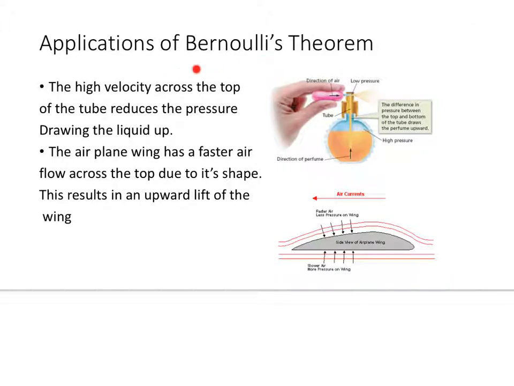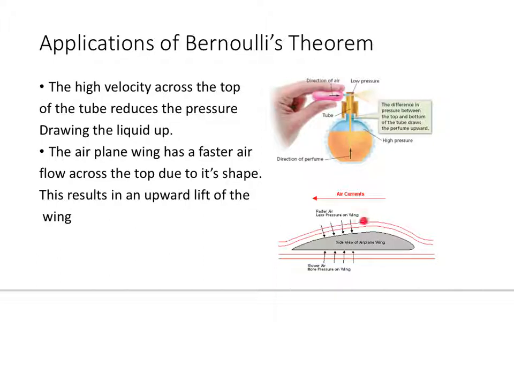So here are a couple of applications of Bernoulli's theorem. This one over here is called an atomizer or perfume sprayer. And the way it works is you have a little bulb here and you push a column of air across the top of this tube, and the air has a high velocity, and the high velocity means a lower pressure, and the higher pressure in here forces the liquid up and out here.